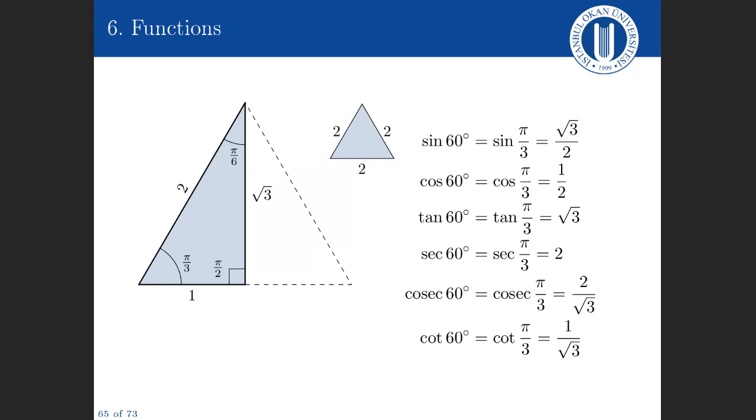We can also do 60 degrees, or pi over 3. I'm starting with a triangle, equilateral triangle of sides 2, and I'm going to cut this in half. Imagine cutting this triangle in half. Then we have the angles pi over 2, pi over 3, and pi over 6. Base 1, hypotenuse 2, and by Pythagoras, the other side must be root 3. I will leave these sine, cosine, etc. for you to check.